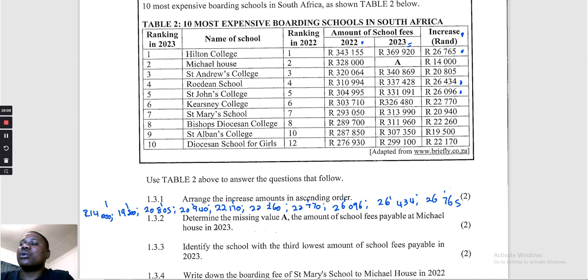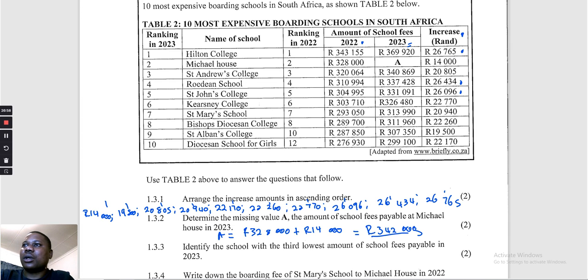Okay, then when you go to number 2, now they say determine the missing value A, the amount of school fee payable at Michelle House in 2023. So if you look at 2023, remember they say this number has increased, but by how much? It was 328,000 in 2022. So in 2022 it has increased with 14,000. So what will be our new school fees in 2023? So 328,000 plus 14,000. How much do we have? We have 342,000.